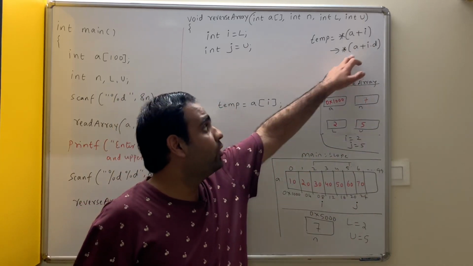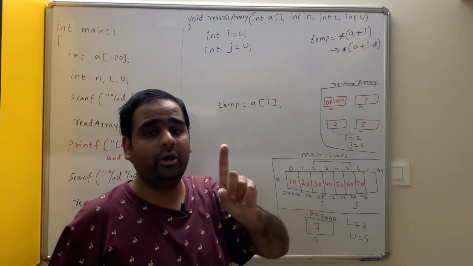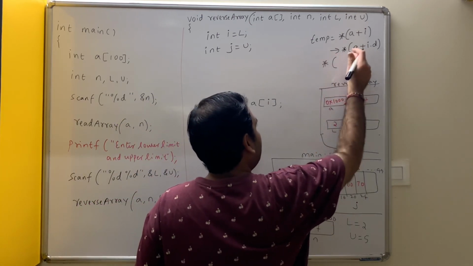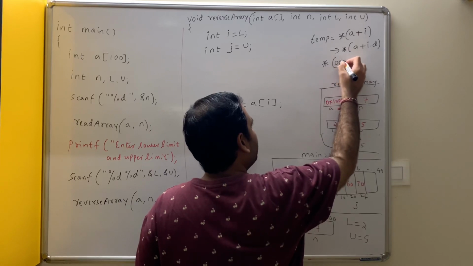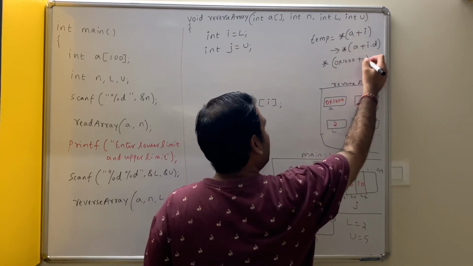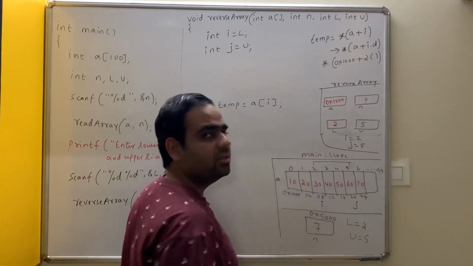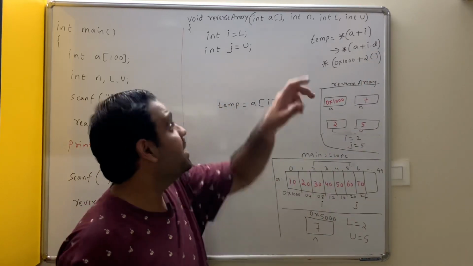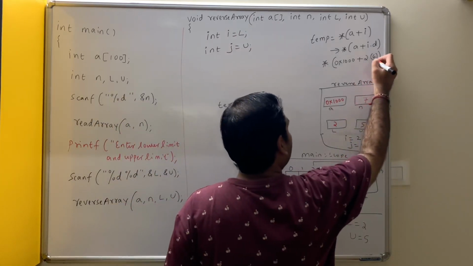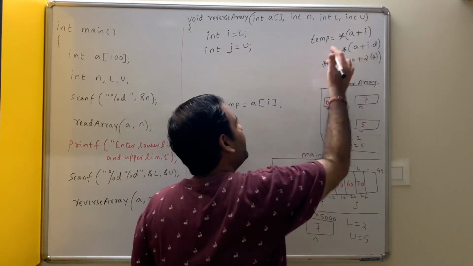It happens because of pointer scaling or pointer arithmetic. Now, star. What is the value of A? The value of A is 1000 plus. What is the value of I to begin with? It is 2. And what is D? D is the size of array data type. And what is the array data type here? Integer. And size of integer is how many bytes? 4 bytes. Had it been double, you would have written 8.